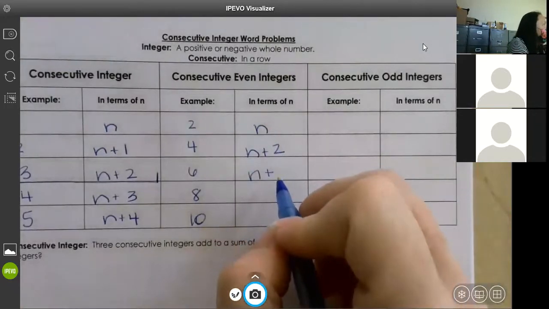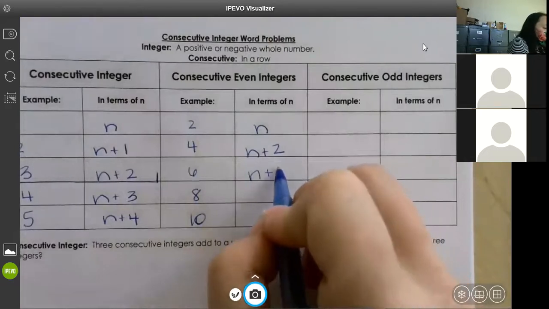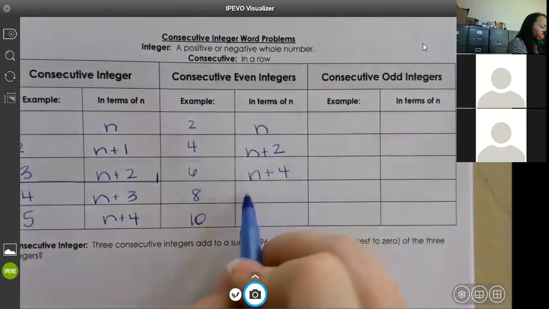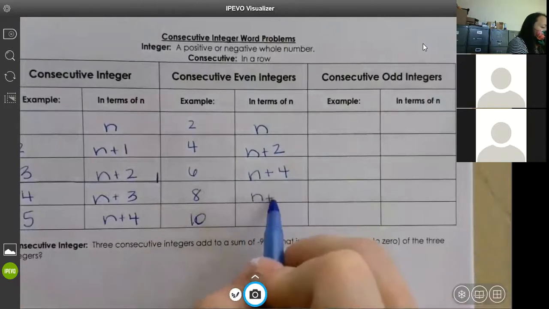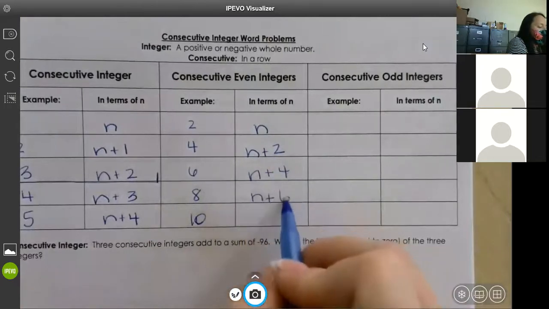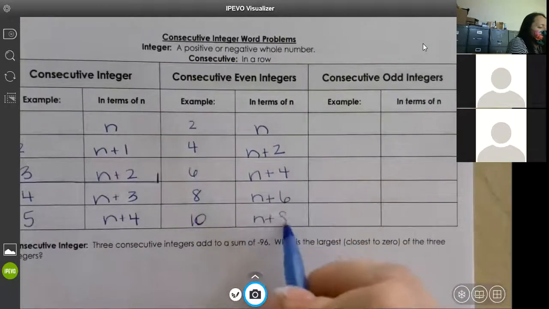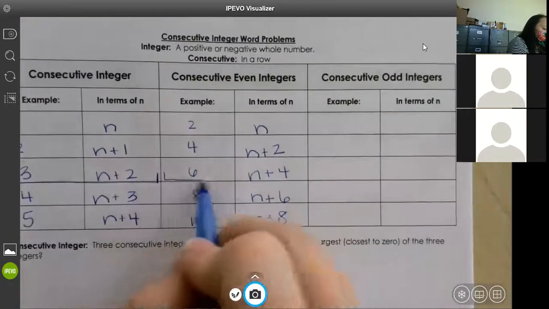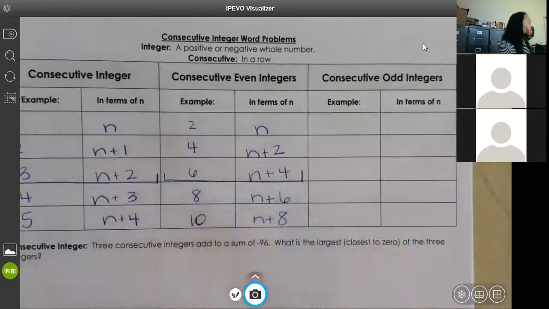Two to 6. Add 4. So then what would the next one be? n plus 2, 4, 6. What would the next one be? 8. And again, remember, we typically are only going to go max of 3. Okay, so don't stress out too much about the bottom ones. It's just getting you to recognize the pattern.